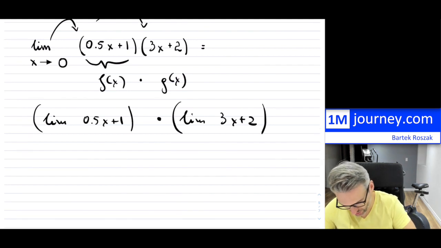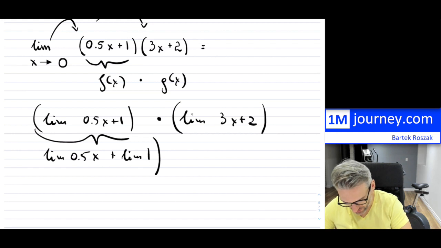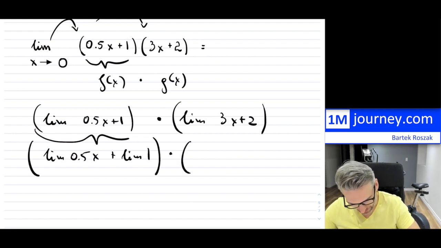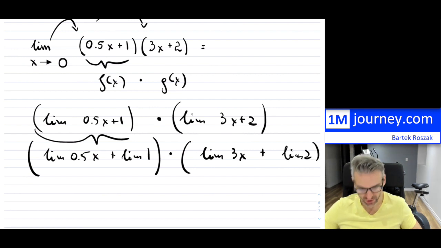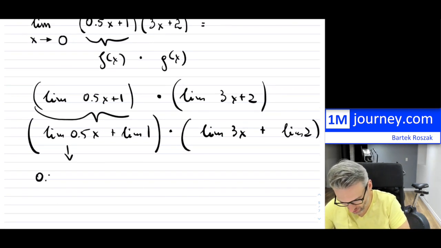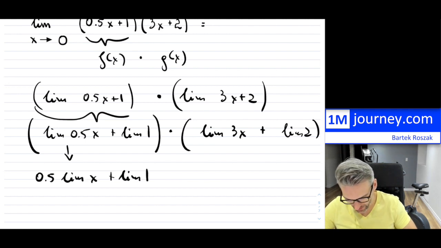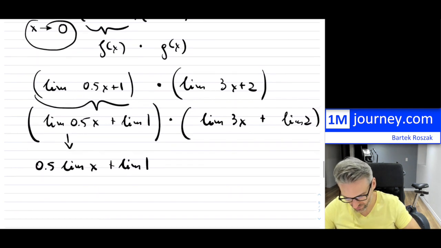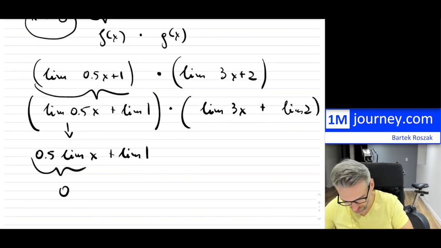Now, again, if you had to show this to your teacher, you now have two things. This would have been the limit of 0.5x plus the limit of 1, so that's from right here, multiplied by the limit of 3x plus the limit of 2. So you're breaking it down into smaller and smaller pieces. Within here, the 0.5 is the constant, so it's the limit of just x plus the limit of 1, as x is approaching 0. So this would have been basically 0 plus 1.